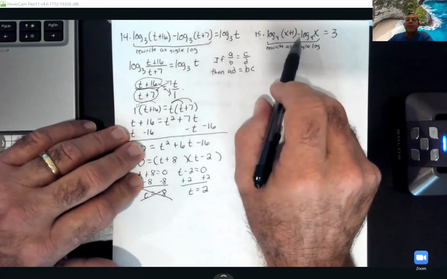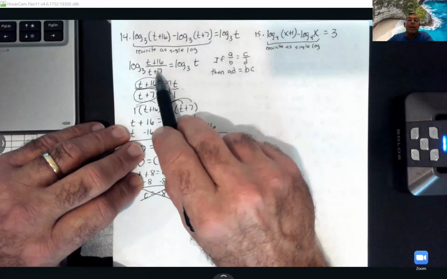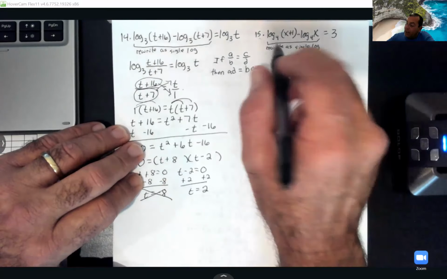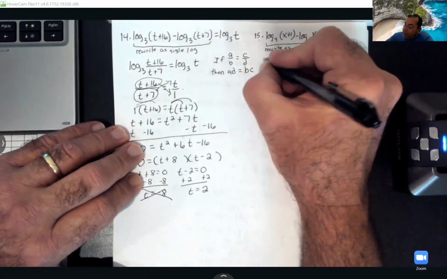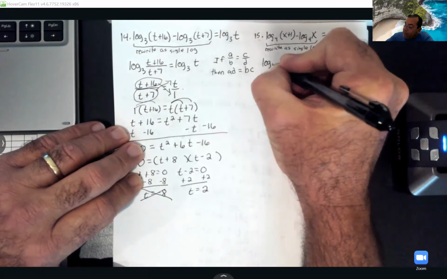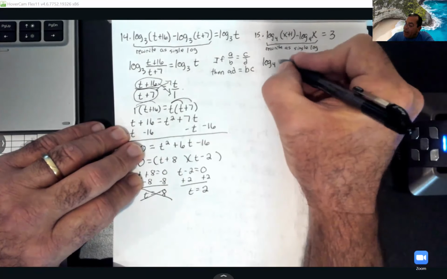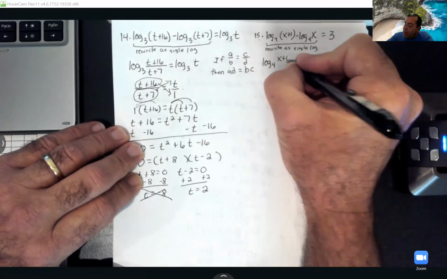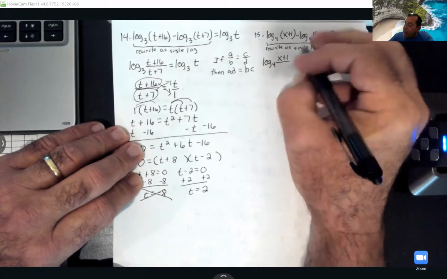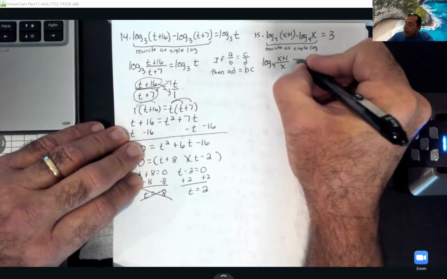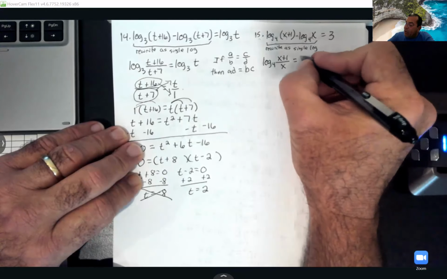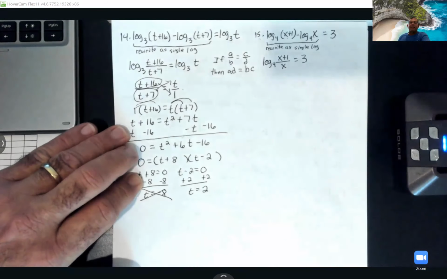Now notice they're being subtracted again, so it's going to look like a quotient like this one did. So bring out that log 4. Top will be the x plus 1. The bottom will be the x. And all that's going to equal that 3 on the right side.